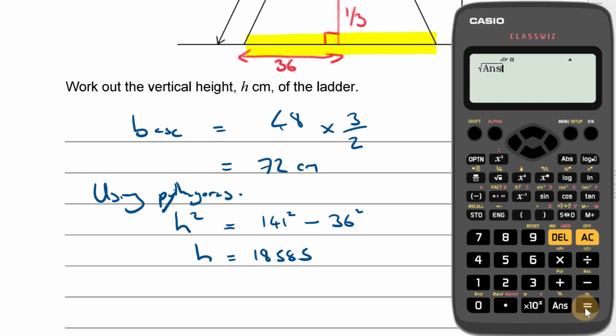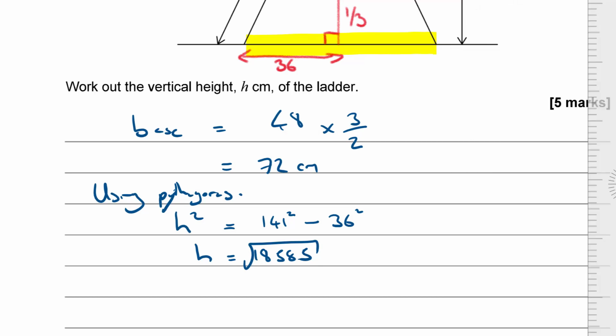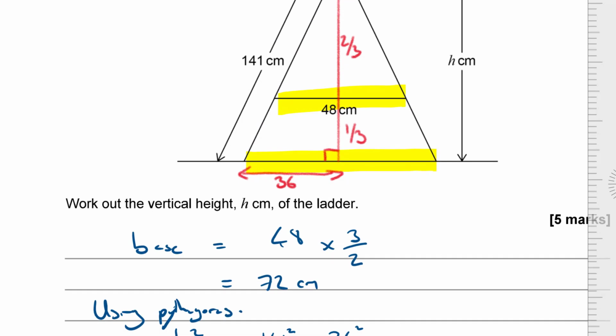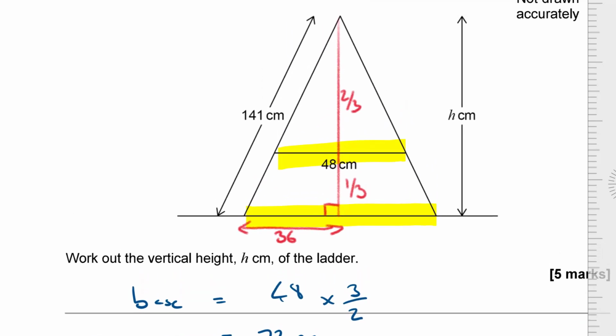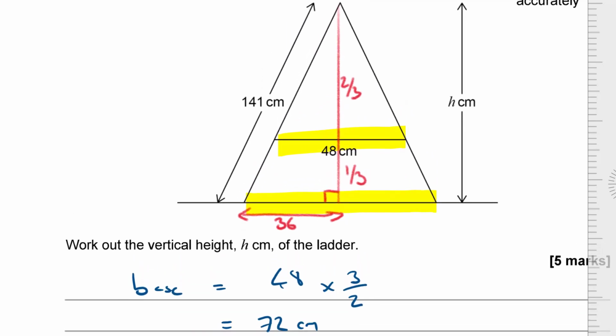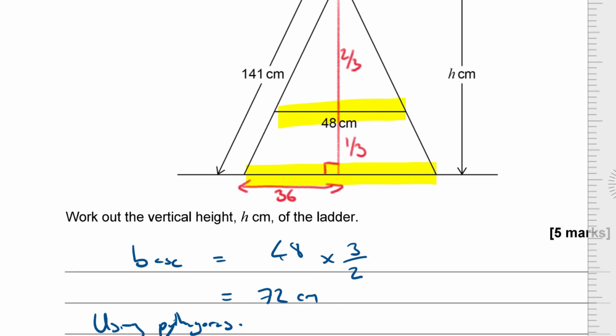So then h is going to be the square root of that then, isn't it? So root answer, that's 136.3. Does that look right in my diagram? 136, it's one of the shorter sides, so certainly a little bit less than 141. That looks about right to me.